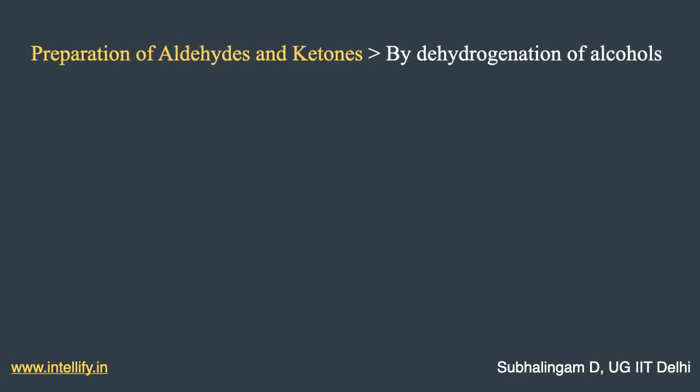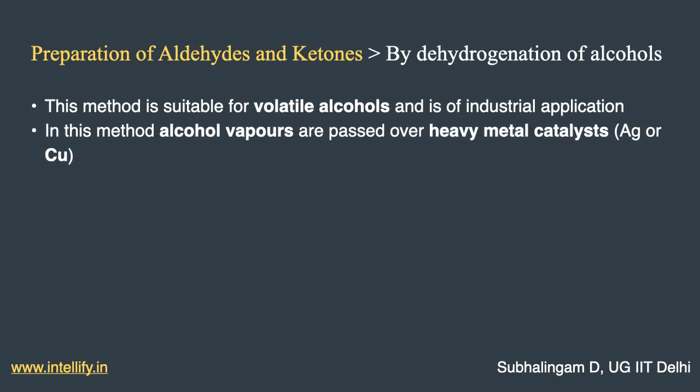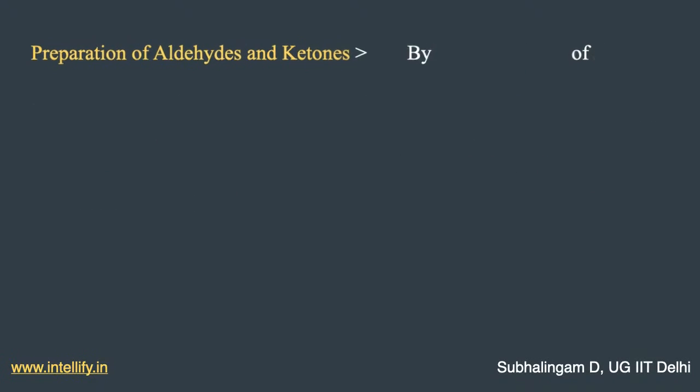Then we have dehydrogenation of alcohols, which again we have seen previously. This method is suitable for volatile alcohols and is of industrial application. In this method, alcohol vapors are passed over heavy metal catalysts like silver or copper. Primary and secondary alcohols give aldehydes and ketones respectively. That means primary alcohols give aldehydes and secondary alcohols give ketones. This has been covered in unit 11 of class 12 in detail.